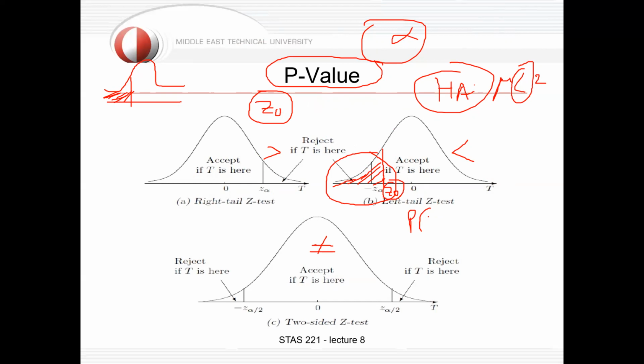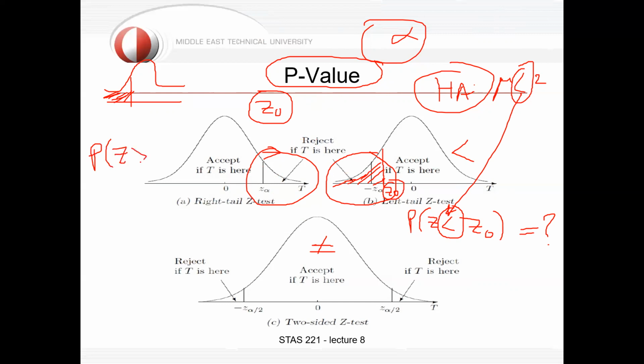Okay, be careful about this. Z less than Z0. How did I understand that I should use less than? Because of this direction. If I was talking about this, then for finding a p-value for this one, you should use this probability. You see, this is very important. So these directions depend on the direction of your alternative hypothesis.